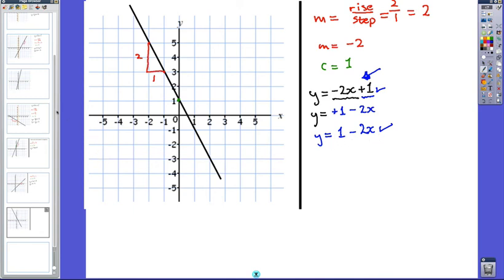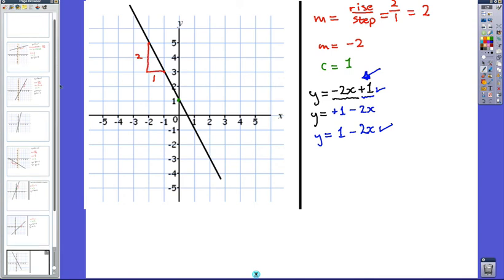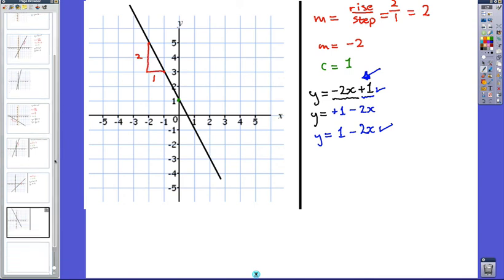Okay, I hope this video has been useful for you. I've put up some other questions for you to try, and there's going to be another video on how to plot equations of lines.